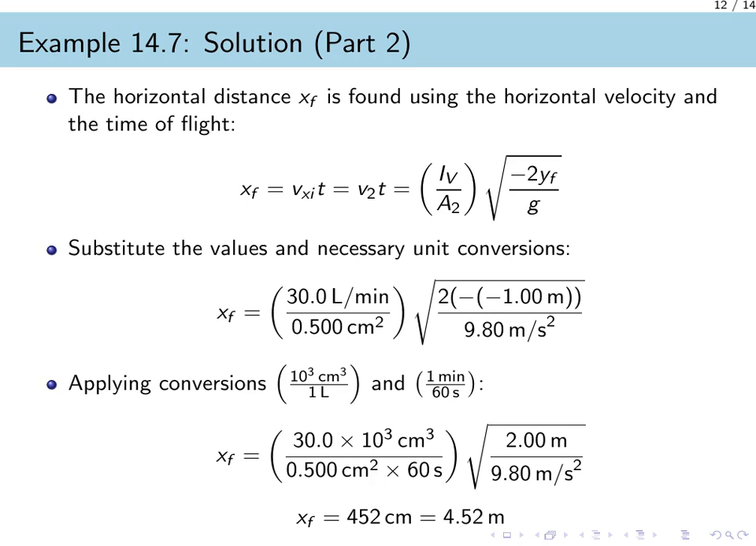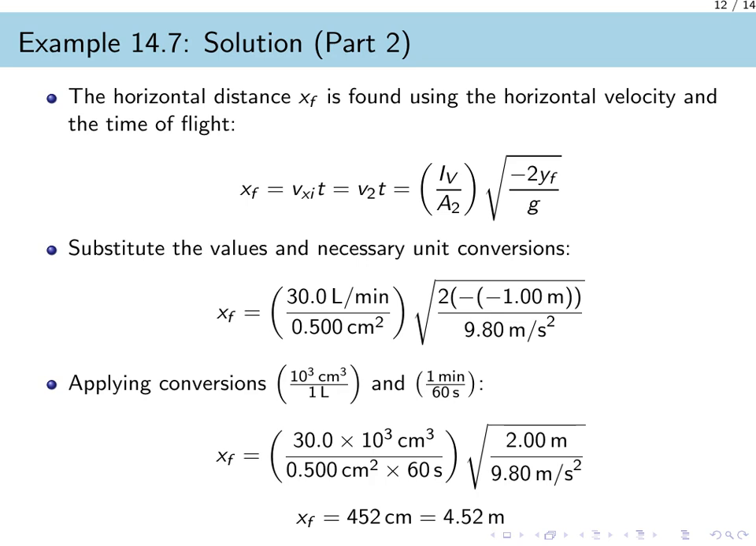We are now ready to calculate the horizontal distance the water travels before hitting the ground. This final step involves combining the exit speed of the water with its time of flight. The horizontal distance, which we call x sub f, is simply the horizontal velocity multiplied by time. We previously found that the horizontal velocity, v sub 2, is the volume flow rate, I sub v, divided by the nozzle area, A sub 2. We also used kinematics to find that the time of flight, t, is the square root of the fraction negative 2 times y sub f over g.